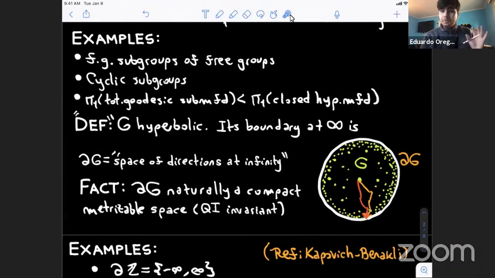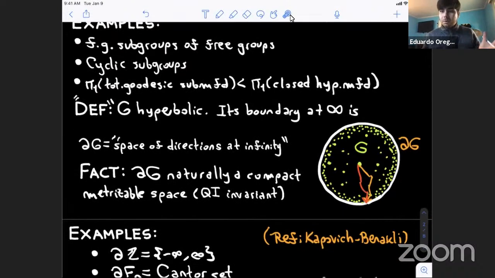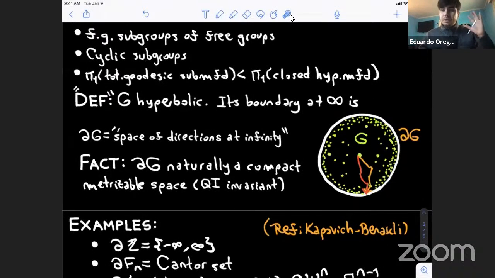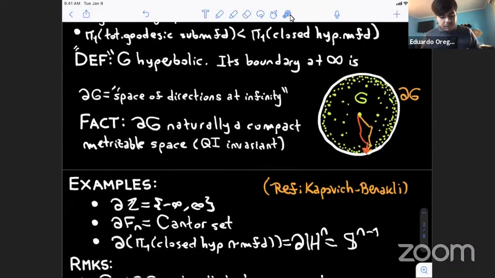And examples of this. So I didn't give you the formal definition, but what you should have in mind is that the Gromov boundary is what it should be. I mean, if you have a picture in mind of your hyperbolic group, then usually you have a picture of what the boundary is, and this is what it is. For example, in the trivial case, we have the integers, which have two directions at infinity. So the boundary should be just two points.